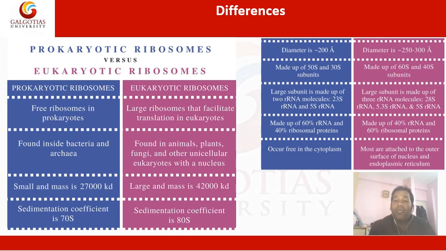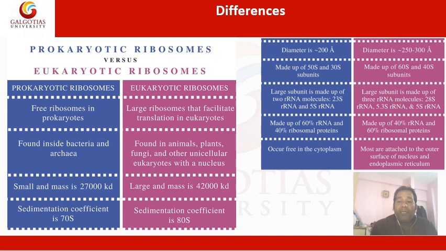However, if we see the large subunit of the prokaryotic ribosome, it is formed by the union of two different ribosomal RNAs, that is 23S ribosomal RNA and 5S ribosomal RNA. Whereas the eukaryotic ribosome large subunit is mainly made up of three different ribosomal RNA molecules, that is 28S ribosomal RNA, 5.8S ribosomal RNA and 5S ribosomal RNA.